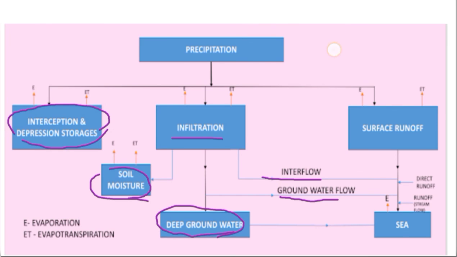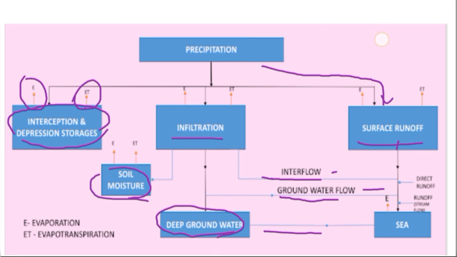Then some portion of precipitation that is left after infiltration flows over the ground into the streams as surface runoff. Then the surface runoff, interflow, groundwater flow, and deep groundwater flow all will join the ocean ultimately. And everywhere the processes of evaporation and evapotranspiration are going on.